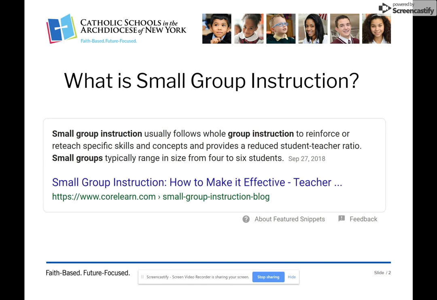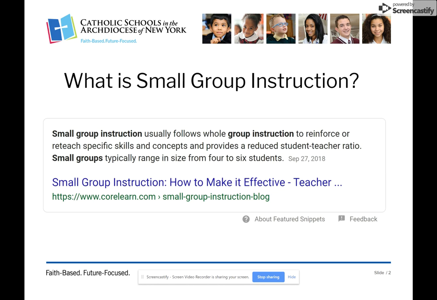So let's start with a definition. Traditionally, small group instruction was something that followed whole group instruction. It was meant to reinforce or reteach specific skills and concepts to students, and it was able to better differentiate instruction by having a reduced student-teacher ratio.